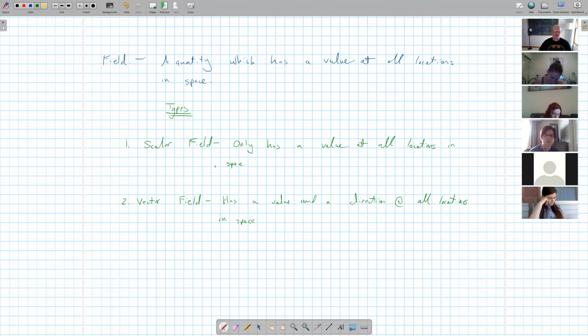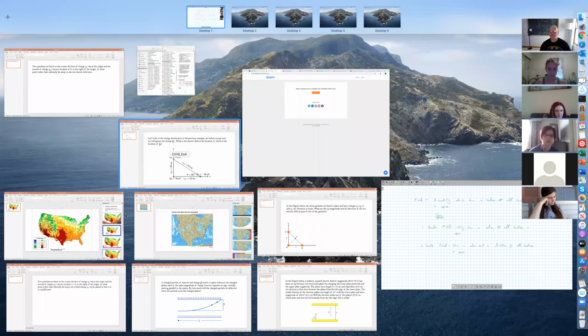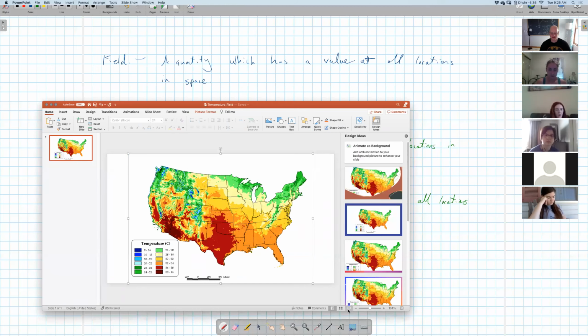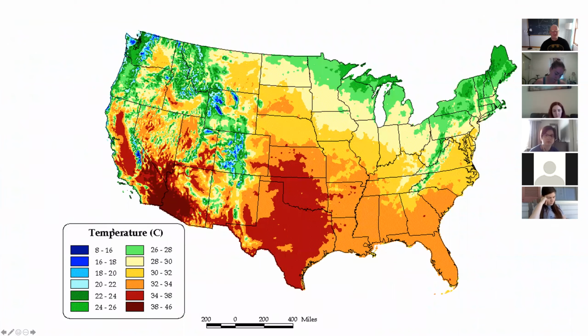So, what are some examples of this? A good example of a scalar field is a temperature map. So let's say here's my temperature map. Let me make this a little bigger. Hopefully it doesn't break anything. There we go. So this is a temperature map. Here's the US, and all of these different colors correspond to different temperatures throughout the entire US. I have no idea when this is from, but we'll just go with it, okay? So this is a scalar field. What this is saying is that at every location in space, which in this case is the continental US, there is a value of the temperature.